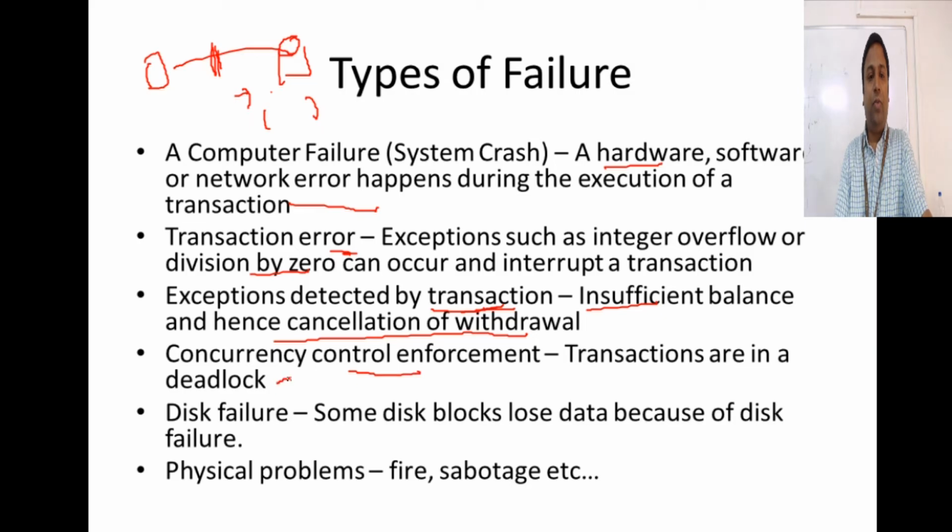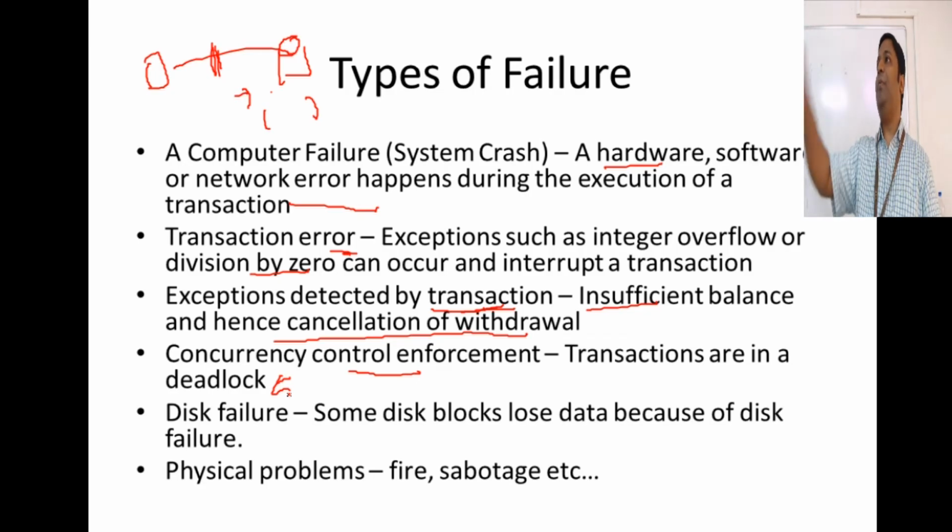Concurrency control enforcement. What is this? I was talking to you about deadlock in the last class. When 2 transactions are in a deadlock, automatically one of them will be cancelled and the other one will take up the locks. The cancelled transaction will again restart with the same timestamp. Why should it restart with the same timestamp? So that it will be the older transaction when it comes up again. To avoid starvation, we go with restarting a transaction like that. So concurrency control enforcement can also stop a transaction.